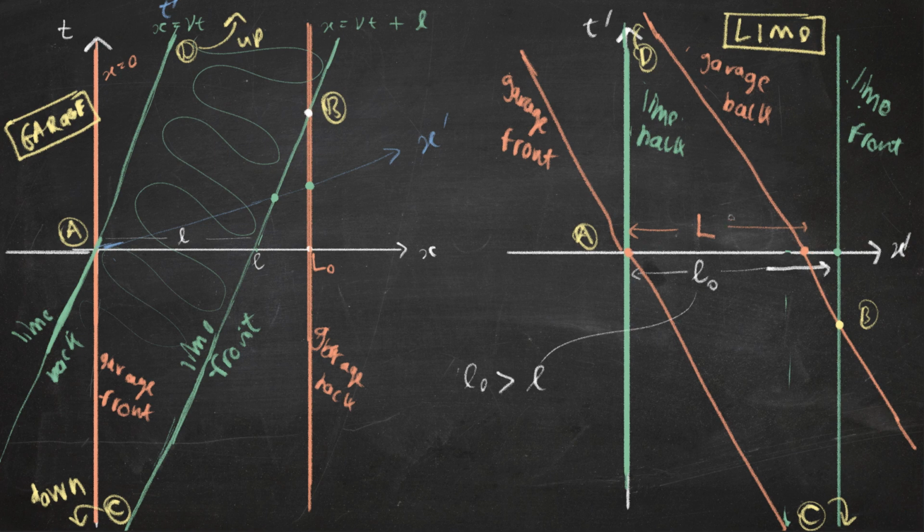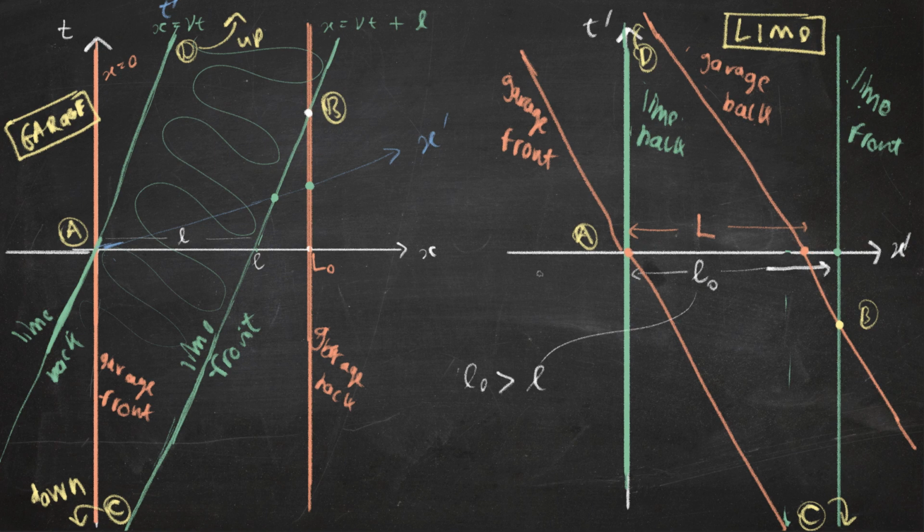So where the limo back meets the garage back, well, where that green line there, the limo back meets the garage back, that's going to be the event D. The event B is when the garage back meets the limo front, so that's when it starts to crash, and that's right here. Okay, so you can see, as I've drawn it here, how the event B is preceding the event A.